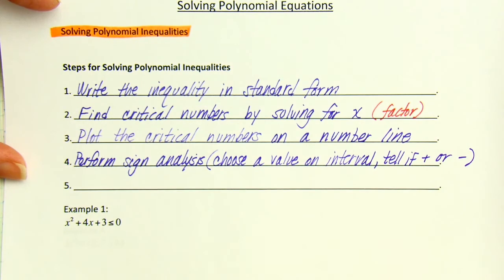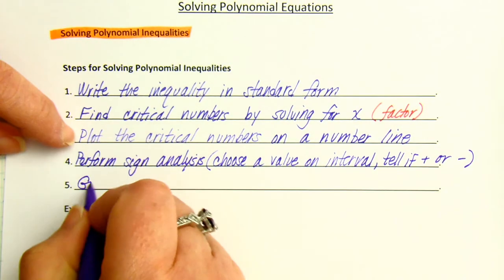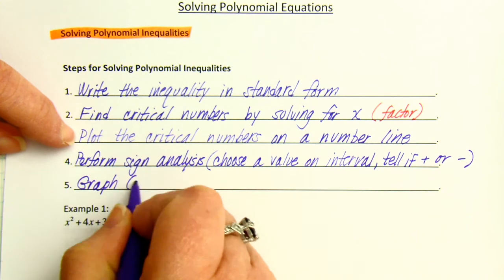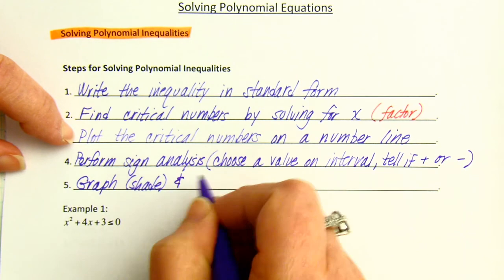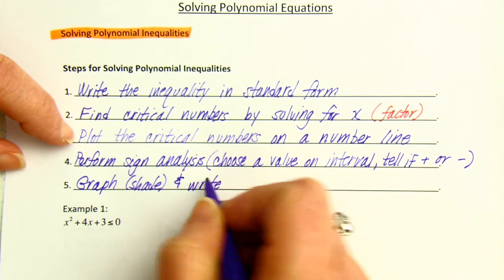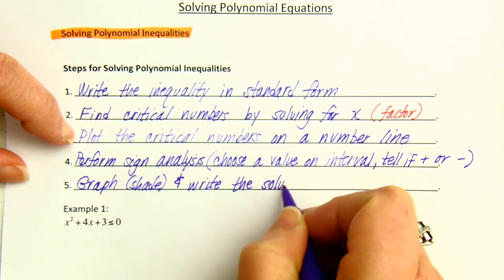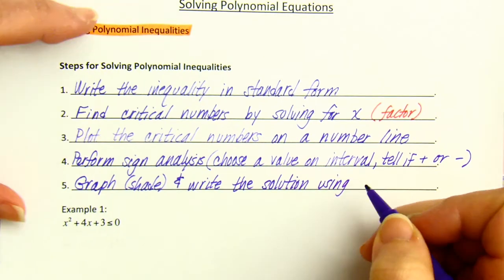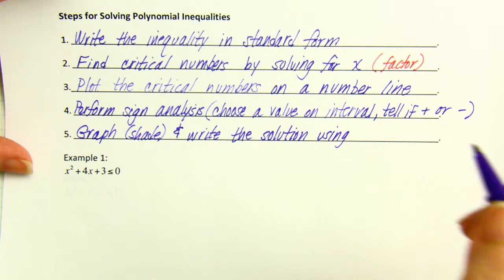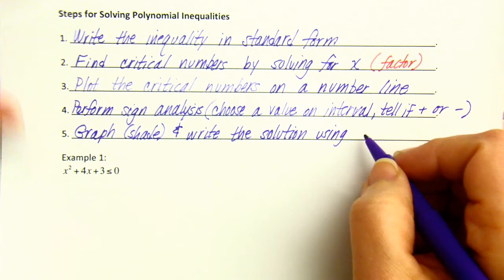And then the last thing we do is graph and write the answer using interval notation. Part of the graphing is the shading. So you're going to graph and write the solution using interval notation, like negative infinity, or bracket 2 to infinity. We're going to graph, which means shade, and then write the solution using interval notation.